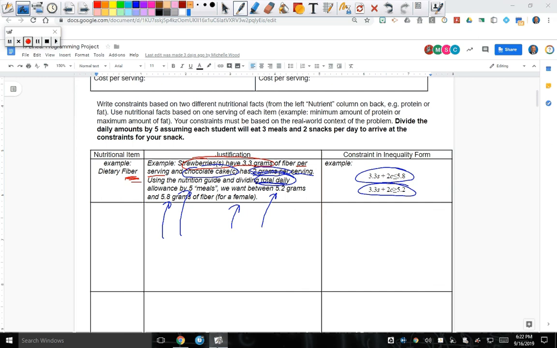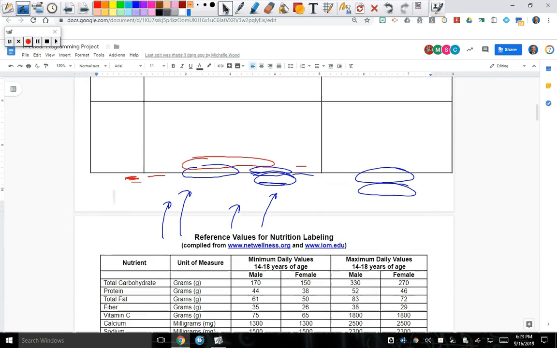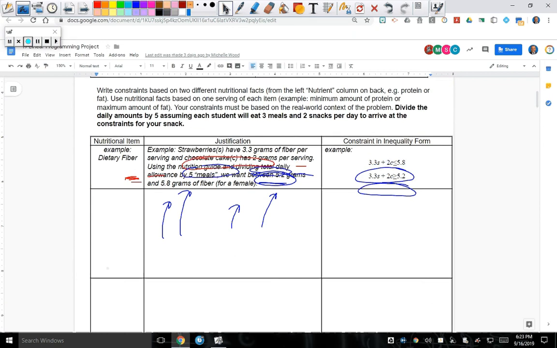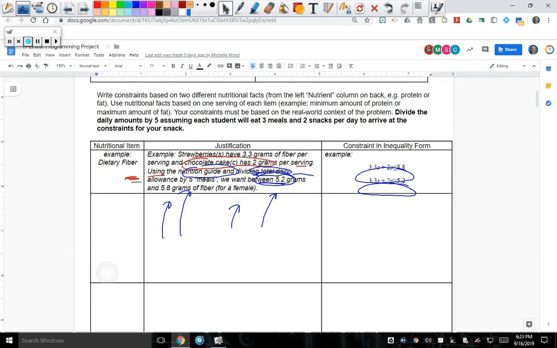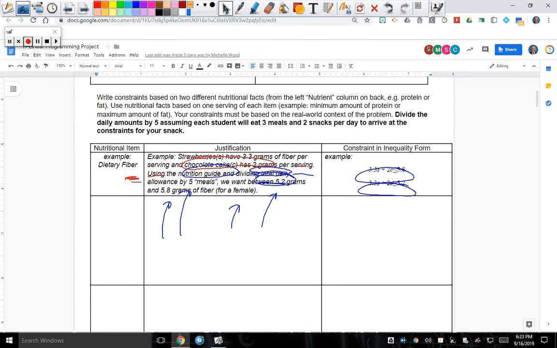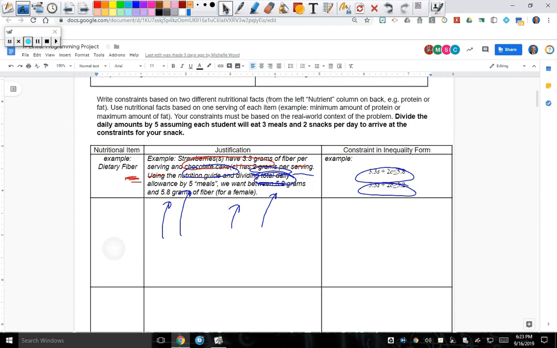And this is how we build our inequalities. So these are the constraints for the inequalities, similar to the word problems that we worked out in class. All right, so let's look at some examples. Right here you see, let me go back up, this 5.2 and this 5.8. So for females, the fiber is going to be between 5.2 to 5.8.